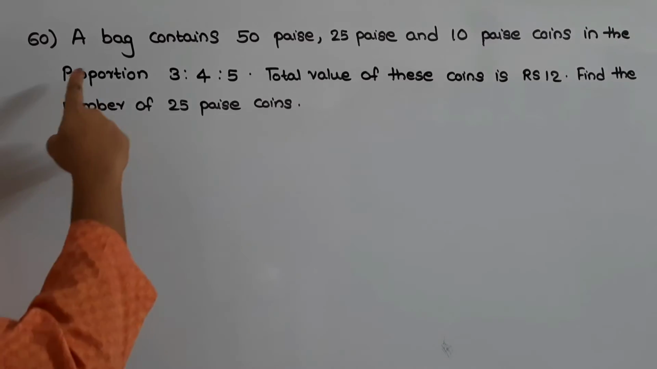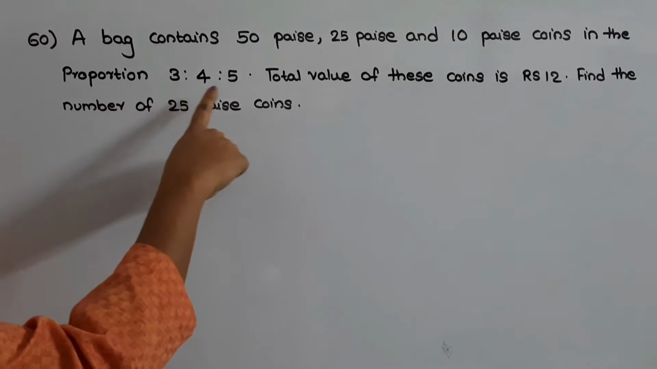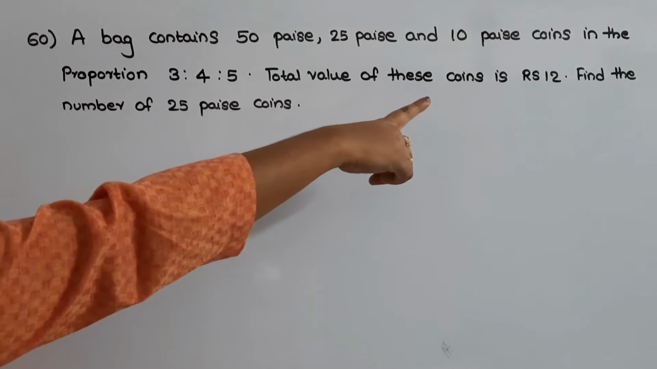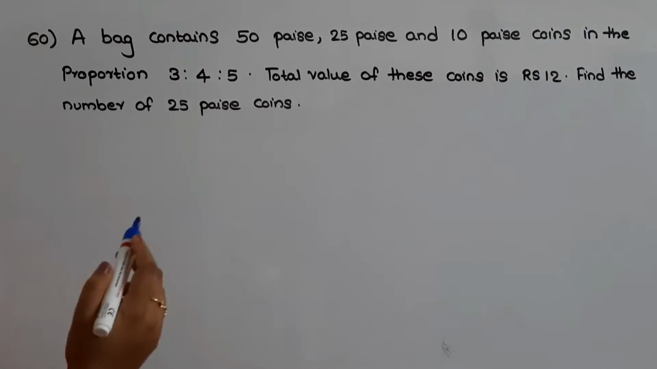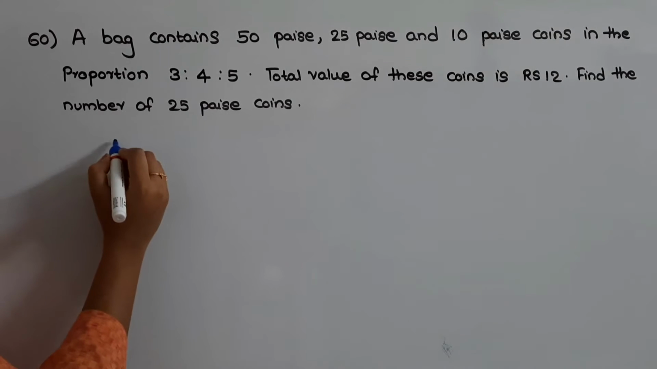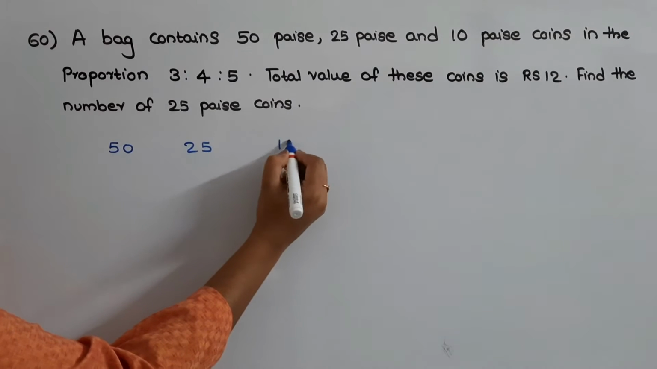60th question is, a bag contains 50 paise, 25 paise and 10 paise coins in the proportion 3:4:5. Total value of these coins is rupees 12. Find the number of 25 paise coins. So in this question they are telling that in a bag there are some 50 paise, some 25 paise coins and some 10 paise coins.